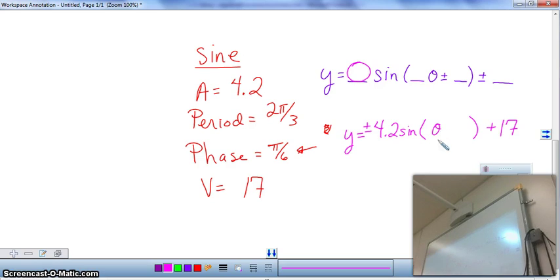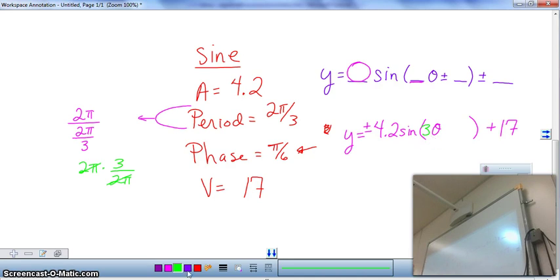So the first thing I need to do is to find the coefficient of theta, the number that's going to go right here. And I use my period. I'm going to have my normal period, 2 pi, divided by 2 pi over 3. And when you're working with fractions, that's 2 pi times 3 over 2 pi. That's the reciprocal. So that answer is 3 theta. The value of the coefficient in front of theta is 3.